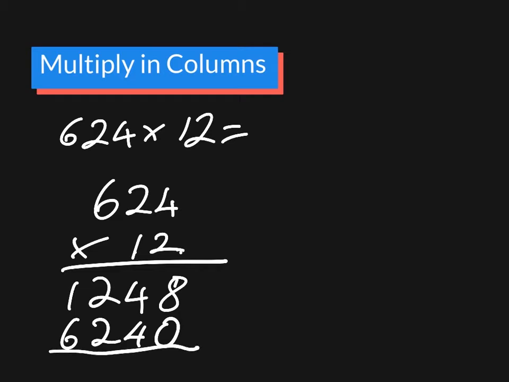Finally, we're going to add our two numbers here. 8 and 0 is 8, 8, 2 and 2 is 4, 1 and 6 is 7. The answer is 7,488.